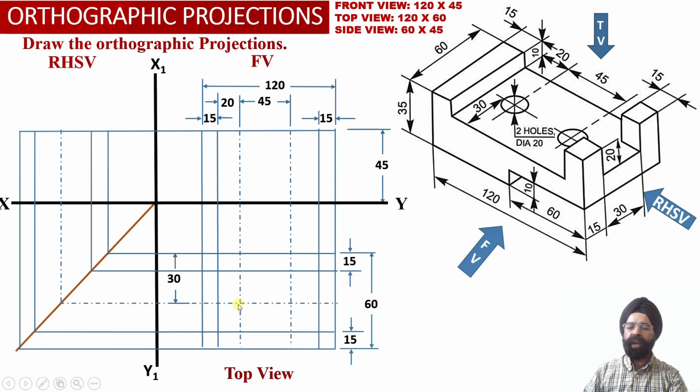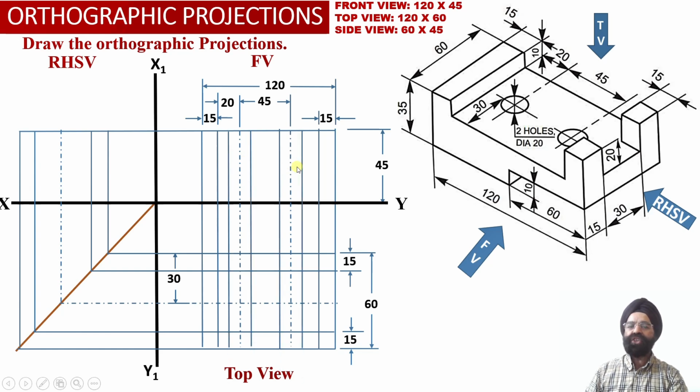The center point for hole number 1 has also been located over here into the top view projection and into the front view projections as well. So now we can check that since the diameter of hole number 1 and hole number 2 is identical, that is 20 millimeter.